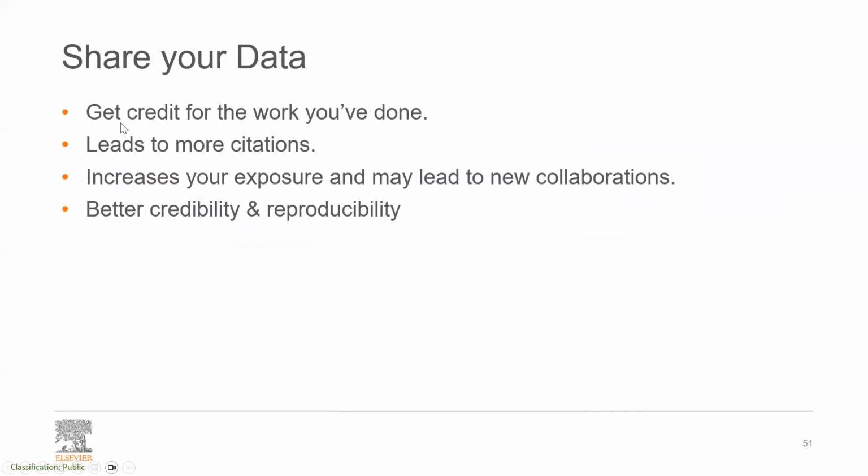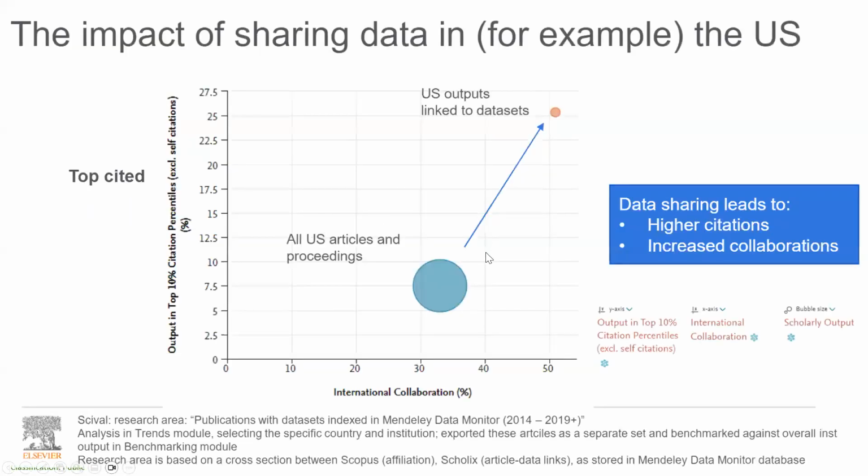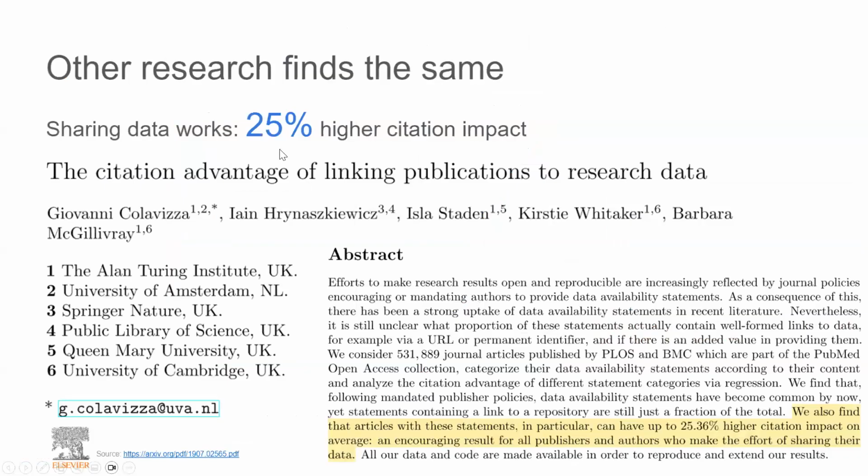So this, apart from writing the article itself, is about sharing your data sets. This actually leads to more citation, increases your exposure, may lead to new collaborations, and it creates better credibility and reproducibility of your work. A study has shown that in the US, for example, papers linked to data sets are often cited 25% more than papers without linked data sets to them.